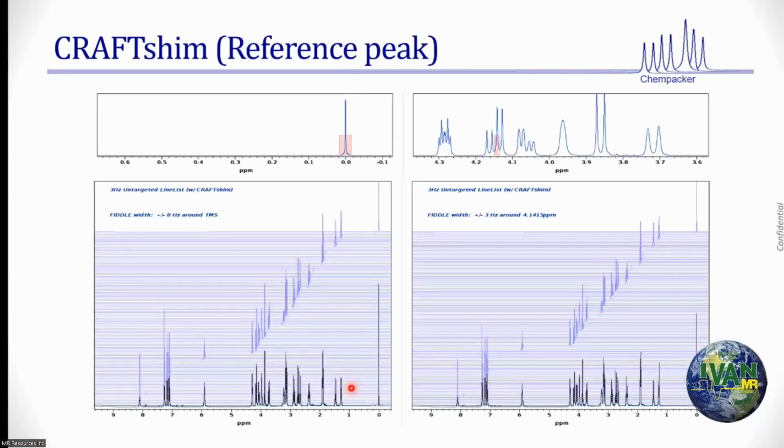Now comes the question of benchtop. In conventional FIDDLE, you typically need about 60 hertz plus or minus around your reference peak, a clean, well-separated, isolated signal, in order to define what it's supposed to be. Now, I'm not saying TMS is the one to go with. I'm just saying, whatever it's supposed to be, you need a clean area. On benchtop NMR, 60 hertz on a 60 megahertz instrument is a 1 ppm window. I don't have the luxury of a 1 ppm window.